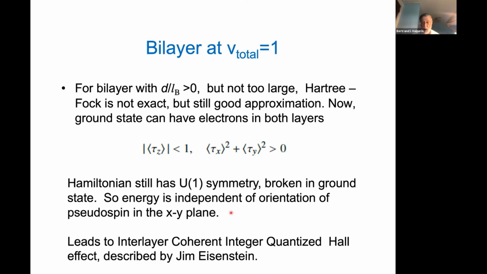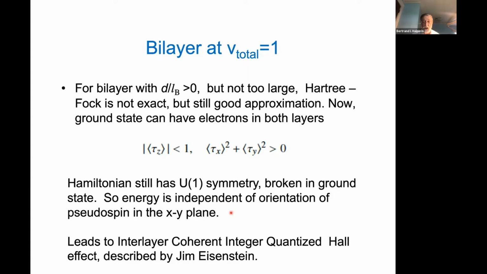There will be a Goldstone mode, as was mentioned this morning and this afternoon both, that corresponds to fluctuations in this orientation. And this, of course, is precisely an alternate description of this coherent bilayer integer quantized Hall state that was described by Jim Eisenstein.